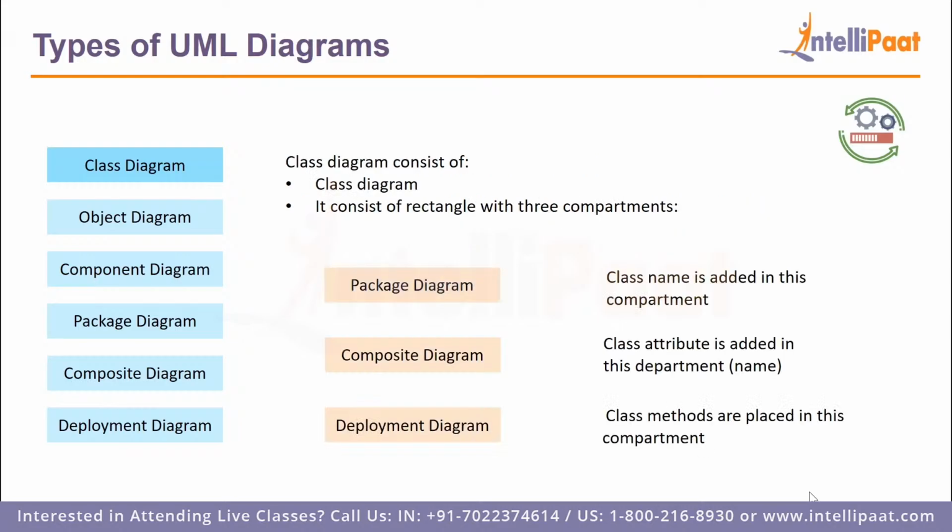Now coming to more on the class diagram, it consists of a rectangle with three compartments. So it consists of the package diagram, composite diagram, and deployment diagrams also. The class name is added in this compartment, and in the composite diagram the class attributes are added in this compartment, that is name. And finally the third one, which is the deployment diagram. Here the class methods are placed in this compartment.